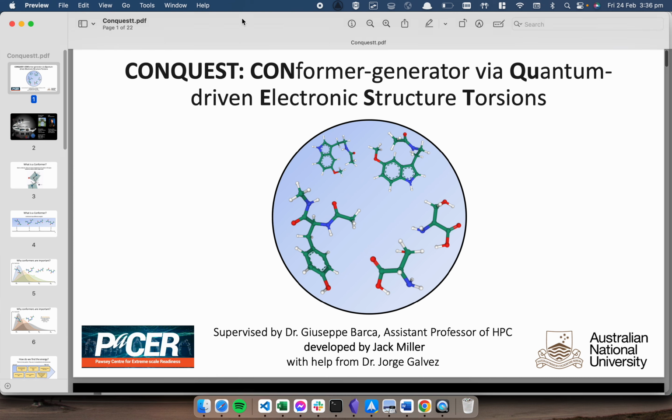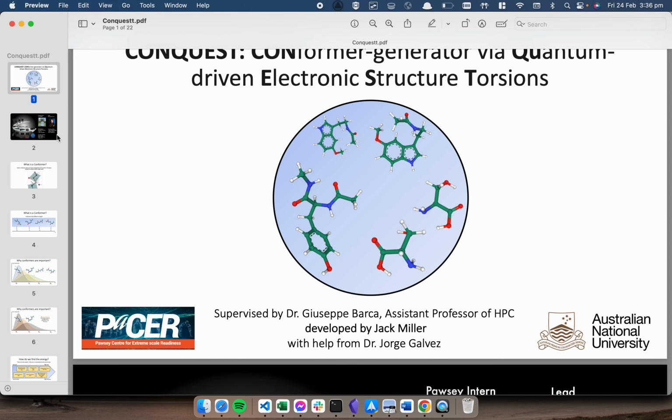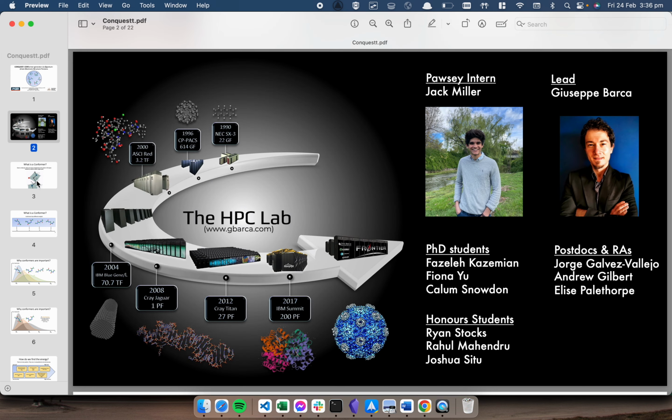I'd like to speak about my Pawsey project, which was called Conquest, which stands for Conformer Generation via Quantum-Driven Electronic Structure Torsions. This project was on finding different molecular geometries which are most common in nature. You can see here, I was a Pawsey intern under my supervisor Giuseppe Barker, with help from Jorge, who is a postdoc in the lab. Through this project, I learned a lot about chemistry and the conformer search problem.